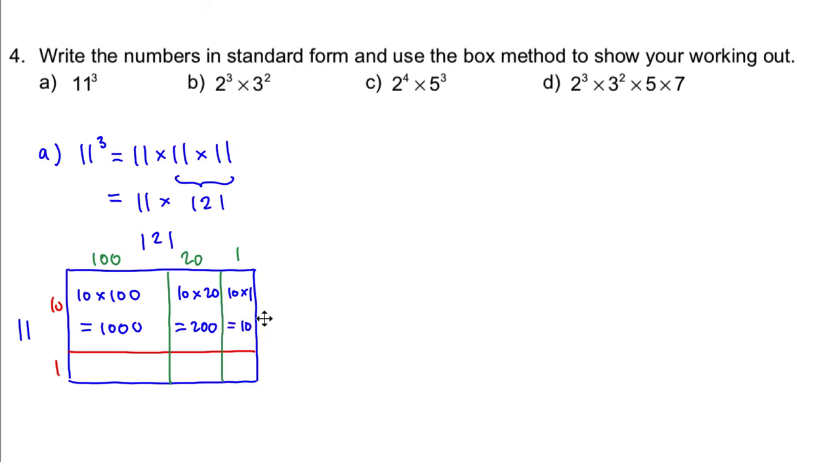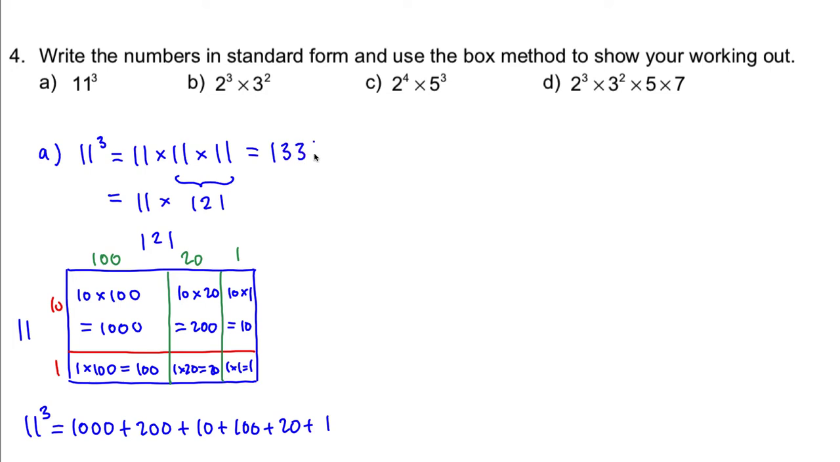So the area of the top row is going to be 1,210. Then for the second row, I have a height of 1 times a base of 100, and so 1 times 100 is 100. Then I have 1 times 20, which is 20, and 1 times 1, which is 1. So the total area, or the total value of 11 cubed, is going to be the sum of all of those numbers. So 1,000 plus 200 plus 10 plus 100 plus 20, and then plus 1. And that final answer is equal to 1,331.